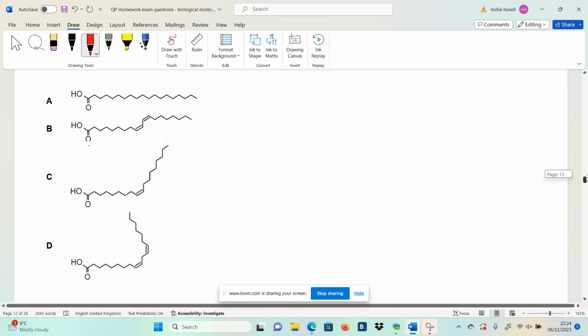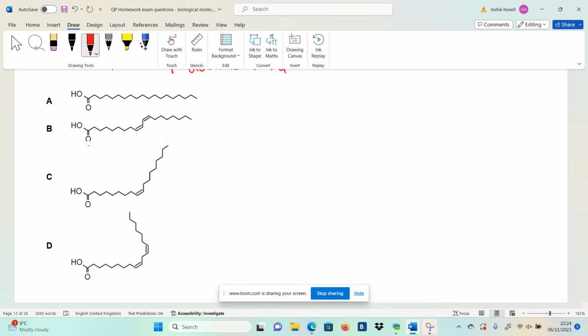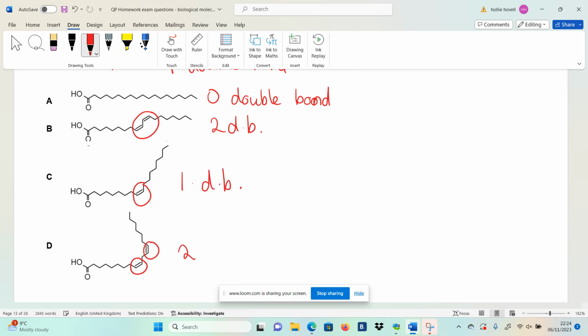Okay, so we're looking for one that's got a double bond. So this one here has got no double bonds. Don't count the double bond that's in the COOH. Okay, don't count that double bond, that's different. This one here has got 2 double bonds. This one here has got 1 double bond. And this one here has got 2 double bonds.